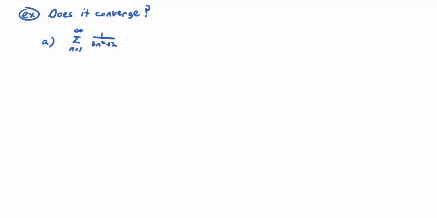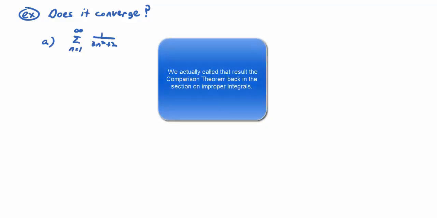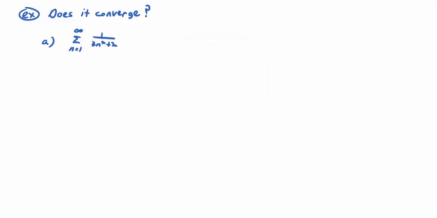Again, does it converge? That's the question. You're given the sum from n equals 1 to infinity of 1 over 3n squared plus 2. This is much like the comparison test involving the improper integral that we talked about in 7.8. So if you were okay at that, you'll be okay at this.